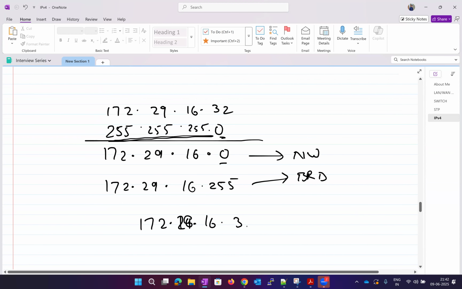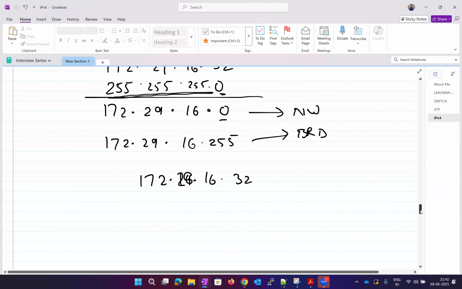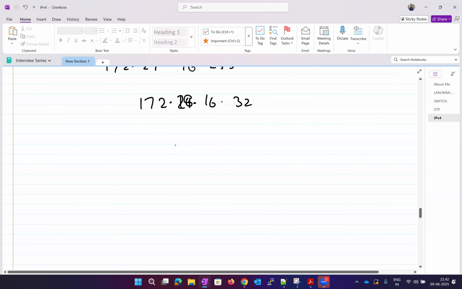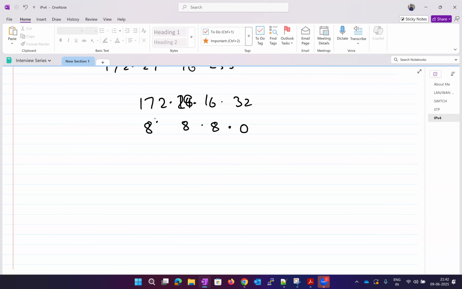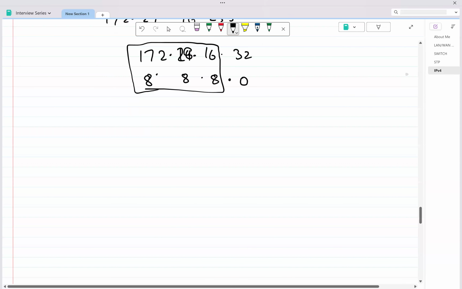32. Okay. How was the computer able to find out which is the network part and which is the host part? By counting the number of ones in the address mask. So you have 8 ones over here, another set of 8 ones, another set of 8 ones, and a 0. With this, it was able to find out that this is the network part and this is the host part.